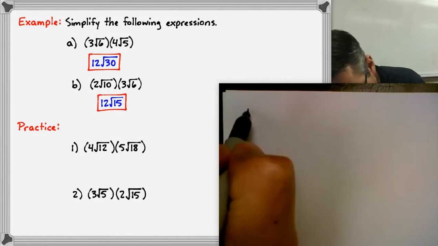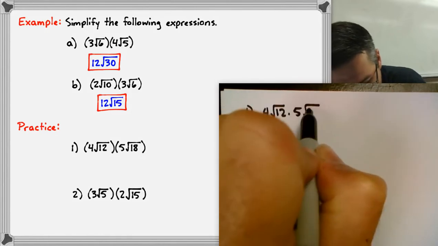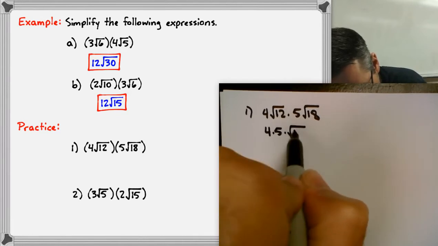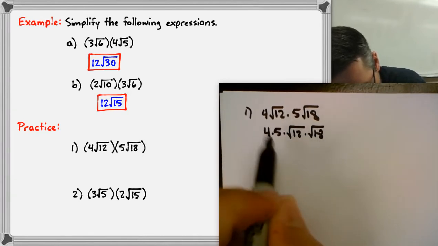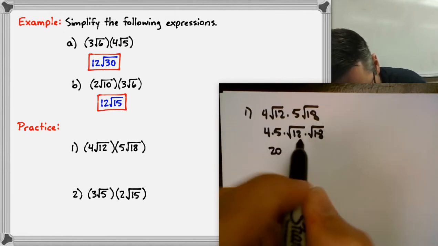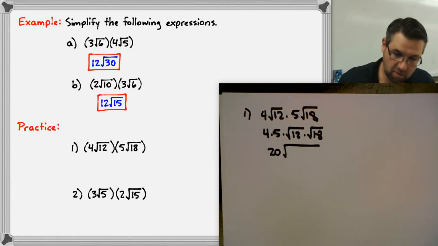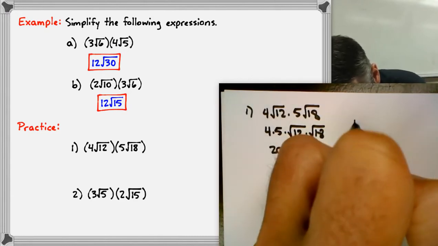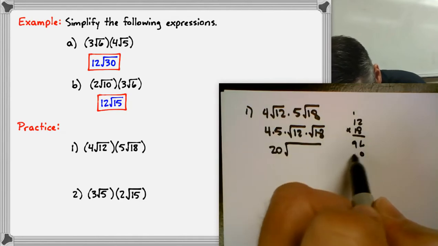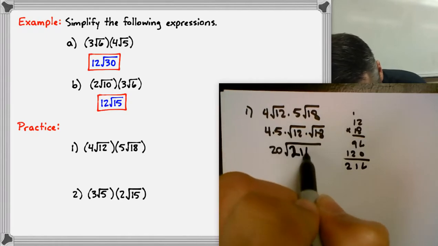All right, for number 1, we have 4 radical 12 times 5 radical 18. Well, rearranging these, you get 4 times 5 times radical 12 times radical 18. Well, 4 times 5 is 20. Now, radical 12 times radical 18. 12 times 18 is a pretty big number. Maybe we get our calculator out for that, but really we don't have to. I'm going to go ahead and multiply it just so you can see. 12 times 18, 6, carry the 1, that's 9, 0, 2, 1, 6, 1, 216. So we get the square root of 216 here.